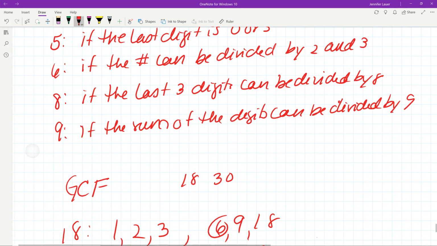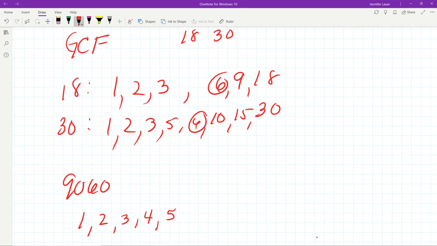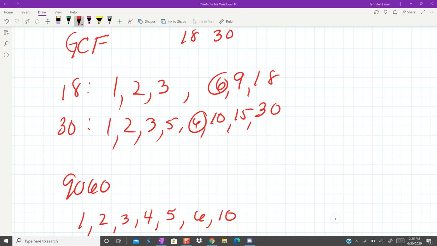Did I do the 10 on there? I didn't do 10. This is 10 if the last digit is 0. So I know 10 can. What about 6? 6 is going to be if the number can be divided by 2 and 3. It can be divided in half, can be divided by 3. 7, we don't have a rule. 8 will not work, and 9 will not work. And that is it.